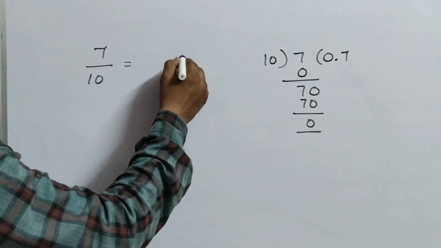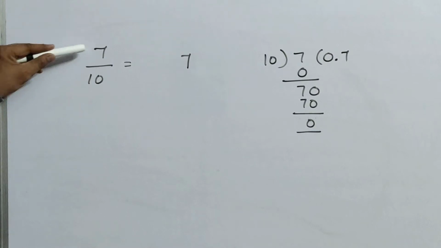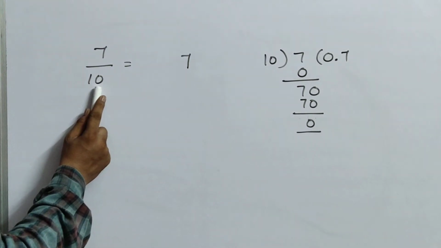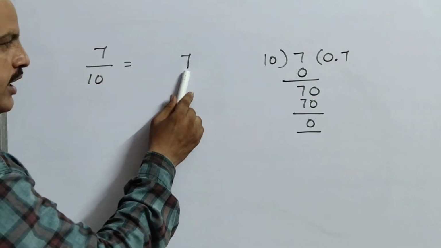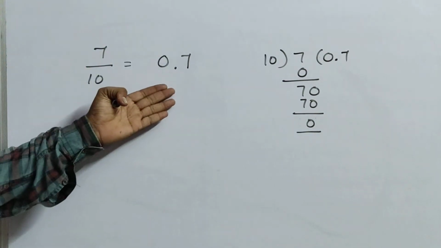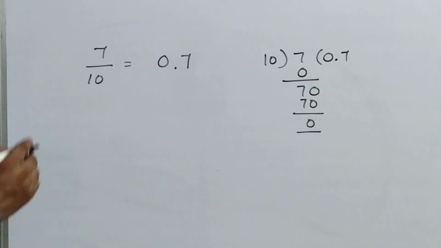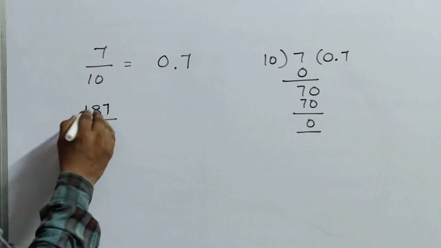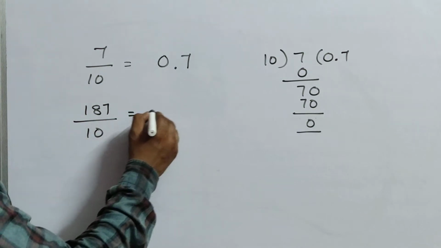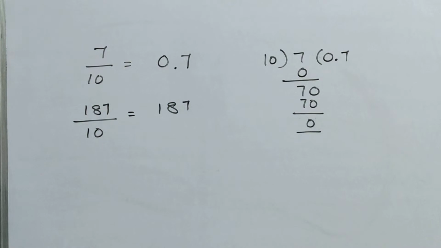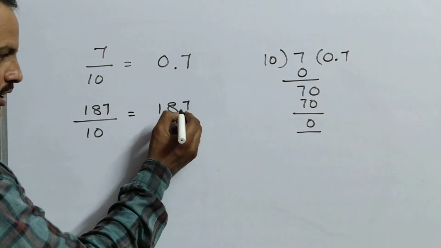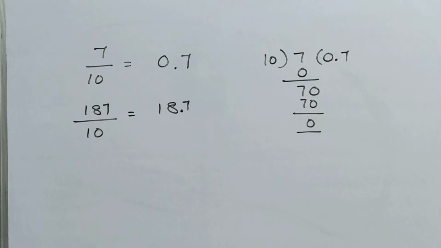7 is there in the numerator, write 7 first. How many zeros are there in the denominator? 1 zero. So, leave one number, place the decimal point and keep 0. So, 0.7. See here, 0.7. Now, you may get a doubt: sir, if there are more than two numbers, suppose the question is like this. Then also, first write 187. Now only 10 is there, that means 1 zero. So leave one number and place a decimal. Now it is 18.7.